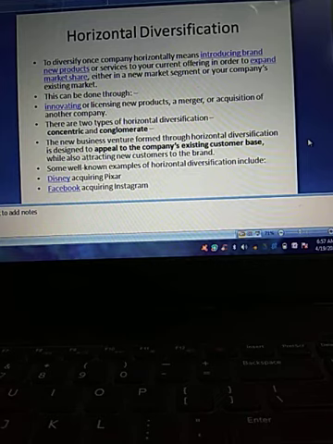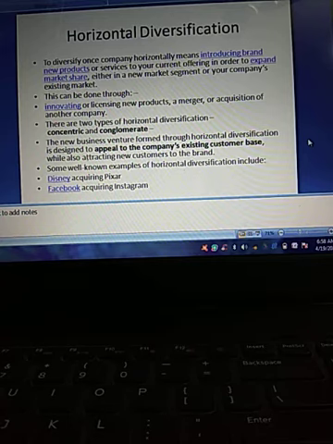Best examples of diversification strategies are Disney company acquiring Pixar and Facebook acquiring Instagram. So diversifying means showcasing variations in terms of products or services through innovation, through licensing, through merger, or else through the acquisition of another company. This is called horizontal diversification.